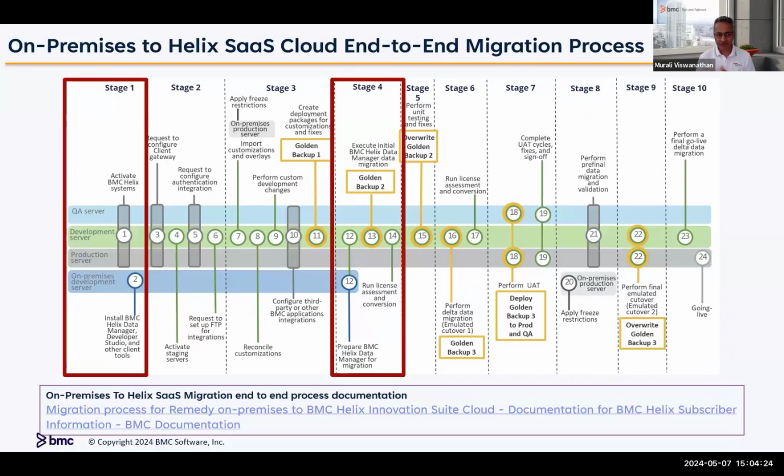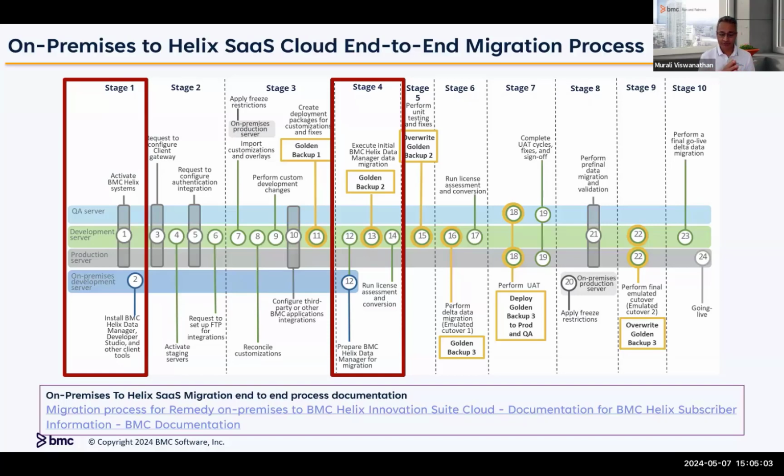If you're doing an on-prem to SaaS migration, stage one is where you'll activate your systems. Stage two is where you'll be making sure everything is ready for you from an FTP standpoint or a configuration standpoint, RSS or whatnot. Stage three is where you'll be migrating your customization, then your integration, configuration, all that. Once all is done, stage four is the critical piece for data migration. So stage four, once you complete your data migration for ITSM, is when we recommend you use this utility to migrate DWP. We do not want you to use DWP first. We want you to use HDM first to migrate ITSM data and then migrate your DWP data. So this is the process.